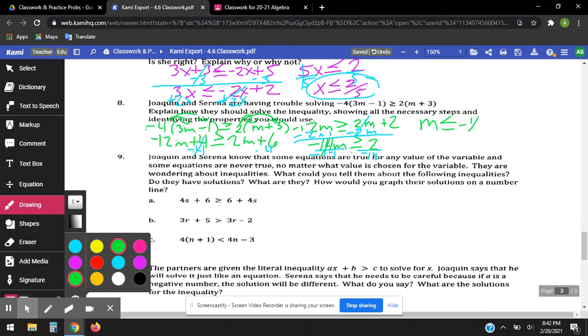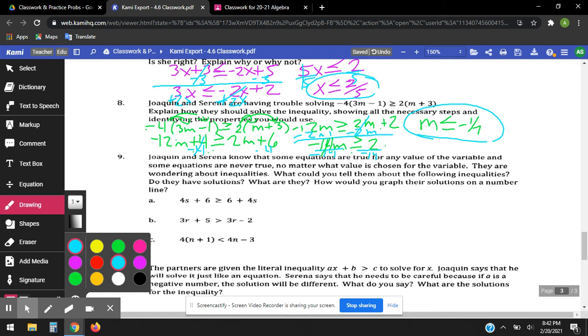2/14 is negative 1/7. So I started by using my distributive property. Next, I used my subtraction property of equality. I used another subtraction property of equality, and then I did a division property of inequality. And that gives me my final answer of m is less than or equal to negative 1/7.